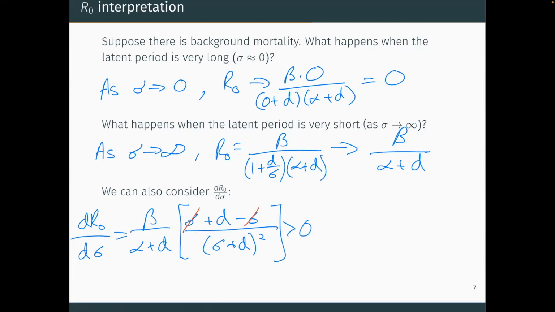That means that as sigma increases, R naught increases as well. So if we were to sketch this, we would have something that looks like this. As sigma increases, we've got R naught. We know that when sigma is equal to 0, R naught is equal to 0. We know that as sigma tends towards infinity, we're going to tend towards beta over alpha plus d. So we're going to asymptote, and it will look something like this.